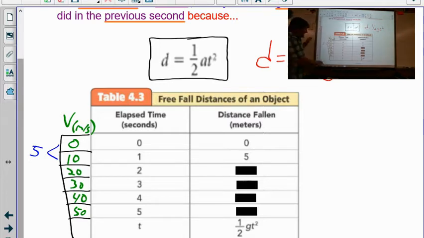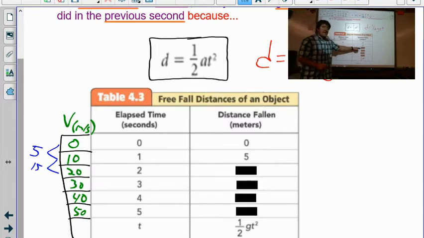And then I can come over here and say, well, all right, so it was falling for 1 second. At the end of that second, it was traveling at 10 meters per second. And then it's going to continue to fall for another second, it's going to accelerate to 20. And so I'm going to look at those two numbers. What is my average between 10 and 20? So 10 plus 20 is 30. Half of 30 is 15.